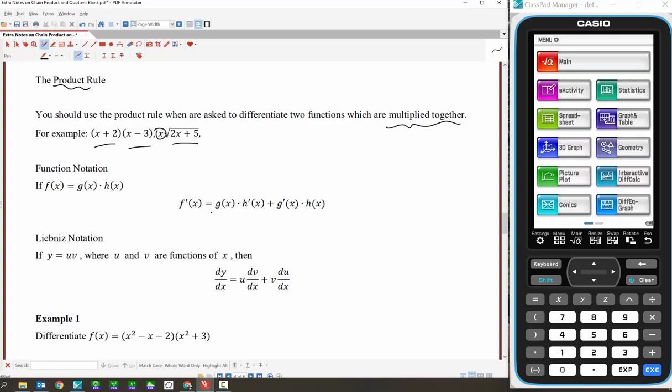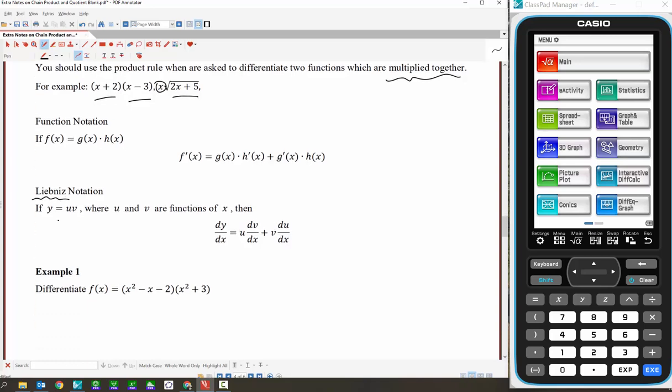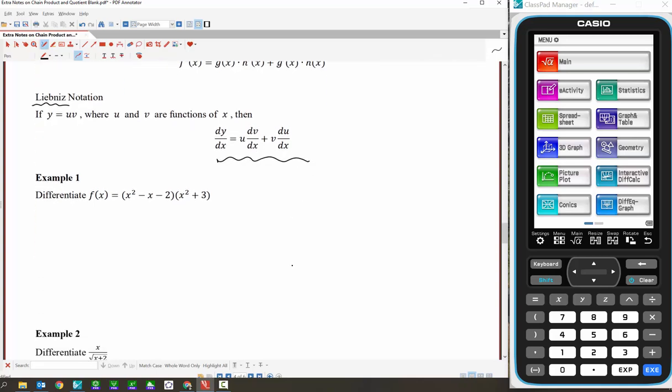Here it is in function notation, but I much prefer Leibniz's notation, where if we've got y equals function u multiplied by function v, then to get dy dx, or to get our derivative, it's simply u dv dx plus v du dx, which rolls off the tongue much nicer than g of x times h dash x plus g dash x times h of x. Alright, so again, just try that versus that, u dv dx plus v du dx versus that, and I think we've got a winner here in terms of how well it rolls off the tongue.